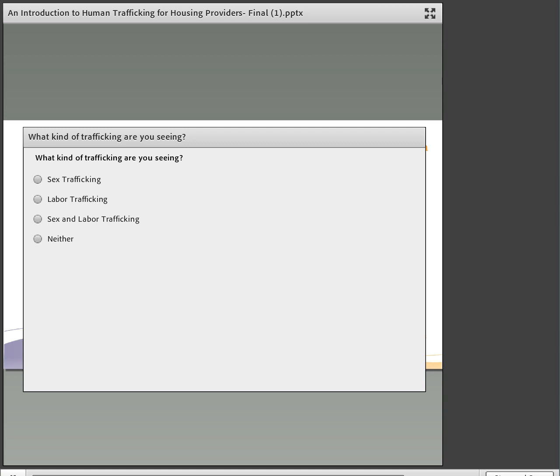Not surprisingly, as we're seeing right now, labor trafficking is so far the lowest recorded type of trafficking that people are seeing. I think that is certainly reflective of a lot of different factors. I think that many people are aware of what labor trafficking might look like. But again, so far we're only seeing 5 people who have seen labor trafficking in their settings. Of course, sex trafficking is a big one. Sex and labor trafficking, I think that's very interesting, that many people are seeing both.